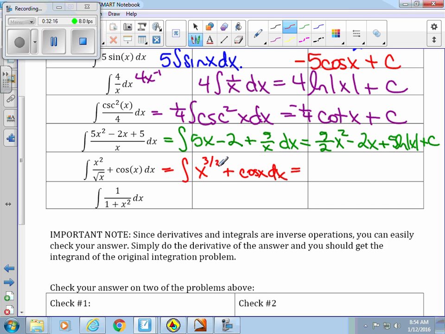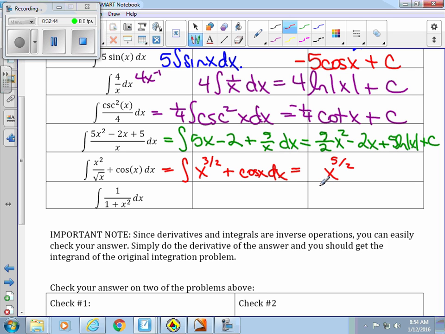It's a fraction, but is it a power? Can I use power rule? The only time I can't use power rule is if it's a negative 1 exponent, then it's a logarithm. Every other exponent, I just use power rule. Can I add 1 to 3 halves? And what do I get if I add 1 to 3 halves? 5 halves. What do I divide by? I divide by 5 halves.